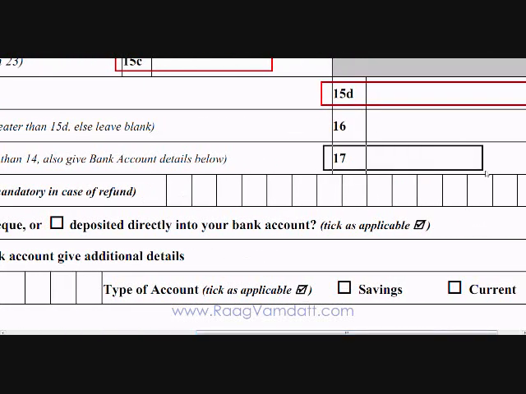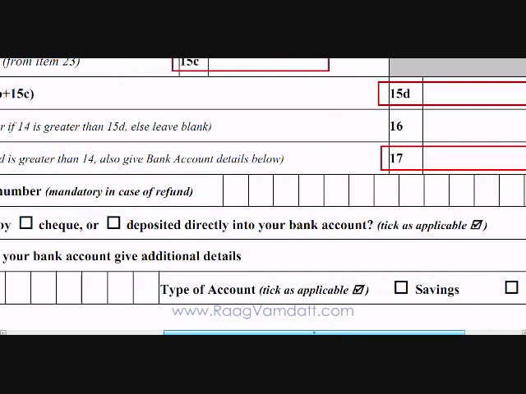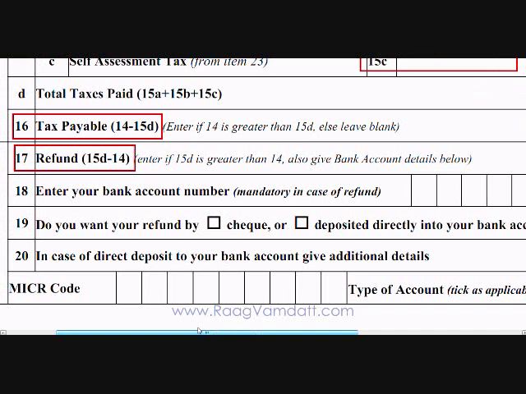If you are eligible for a refund, put your bank account number in box 18. Remember, your bank account number is compulsory if you are claiming a refund. You can get your refund in two ways. It can be directly deposited in your bank account, or a check can be sent to you by post. Choose the method that you want in box 19.